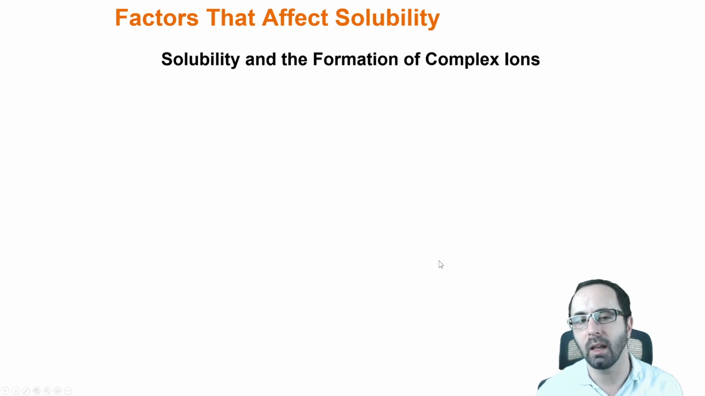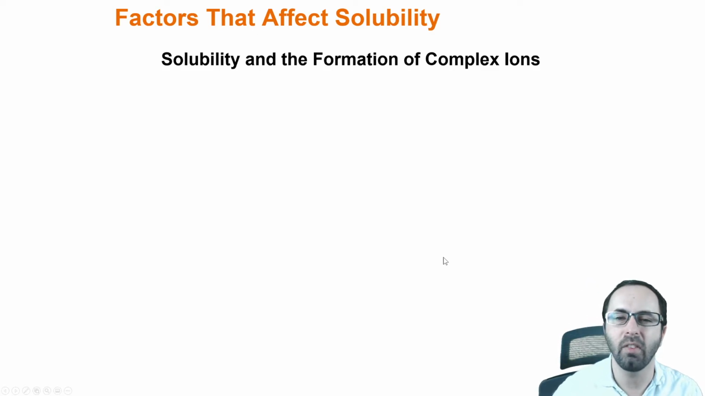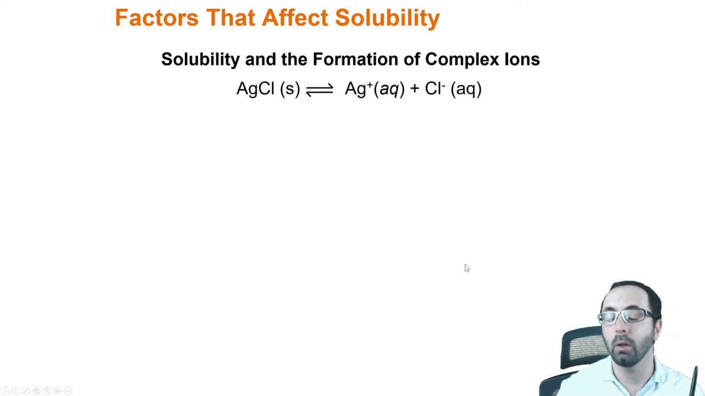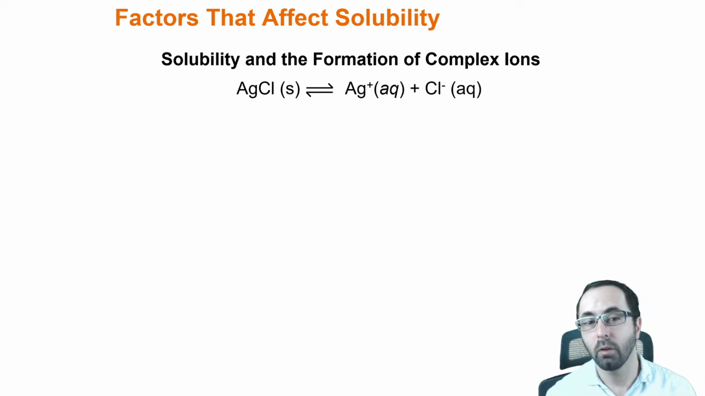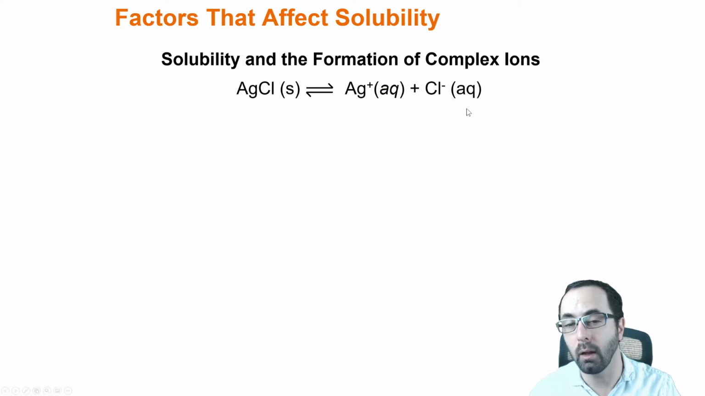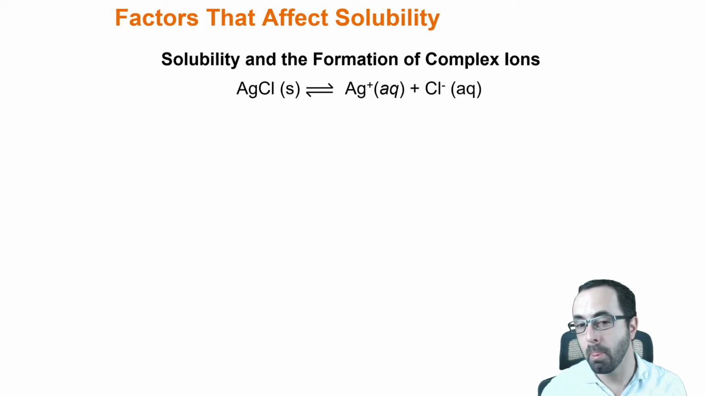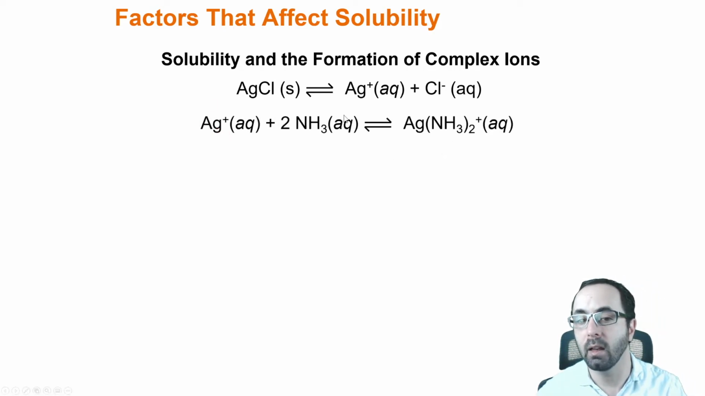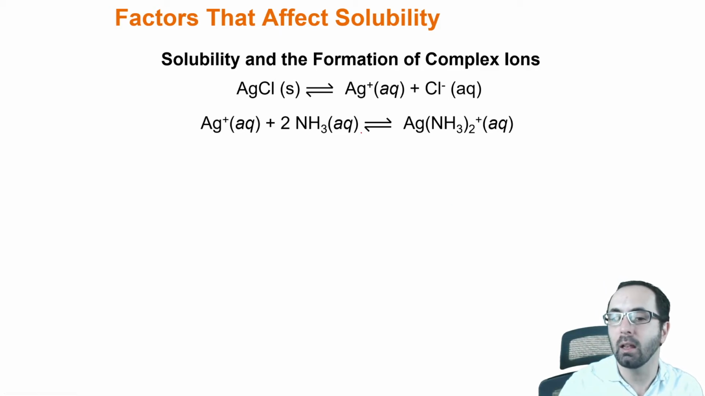I do expect you to understand, though, how the formation of complex ions will affect solubility from a conceptual standpoint. So let's say we're talking about the solubility of silver chloride. When it dissolves in water, it produces silver ions and chloride ions. Now, if we put ammonia into this solution, what is this going to do to the solubility of silver? Well, remember, silver ions can form a complex with ammonia. And so if we add ammonia, we're effectively removing silver ions from the solution, because they're going and forming this silver complex instead.